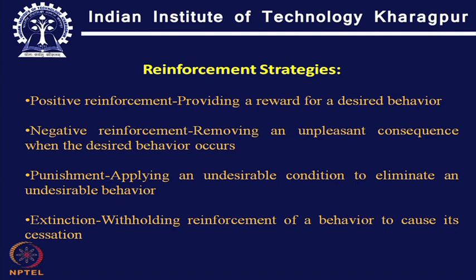In positive reinforcement, there is providing a reward for a desired behavior. Negative reinforcement is removing an unpleasant consequence when the desired behavior occurs. Punishment is applying an undesirable condition to eliminate an undesirable behavior. Extinction is withholding reinforcement of a behavior to cause its cessation.